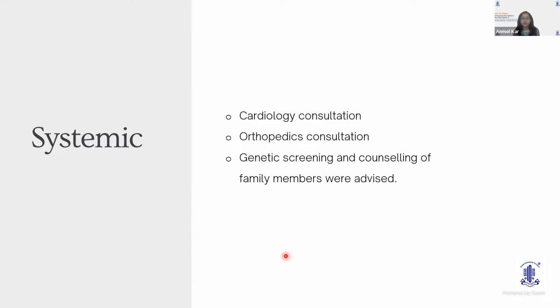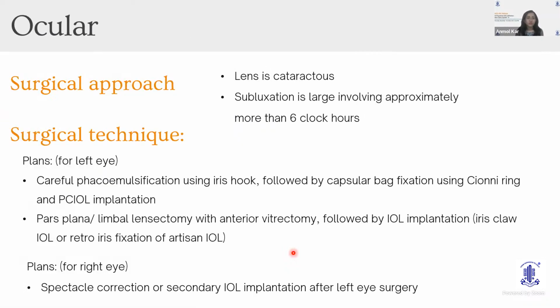The orthopedic consultation was done for the musculoskeletal abnormalities. The patient was counseled for genetic screening and counseling of the family members. For ocular management, we plan for the surgical approach because the lens is cataractous and the subluxation is large, involving more than 6 clock hours.